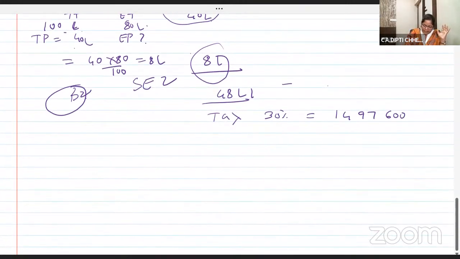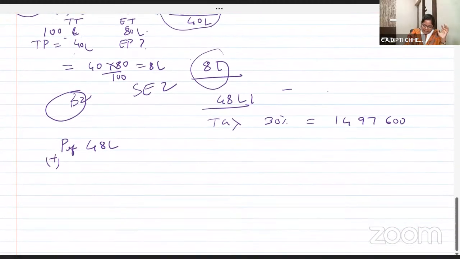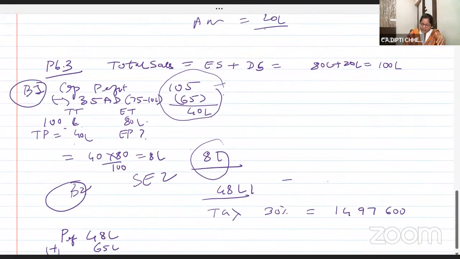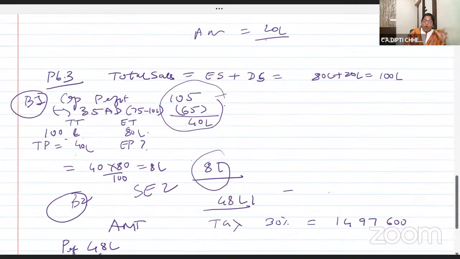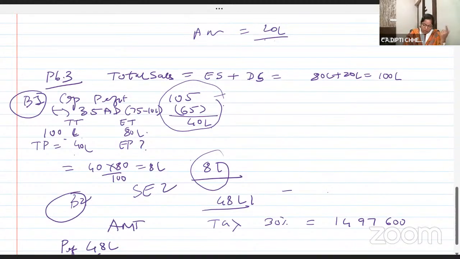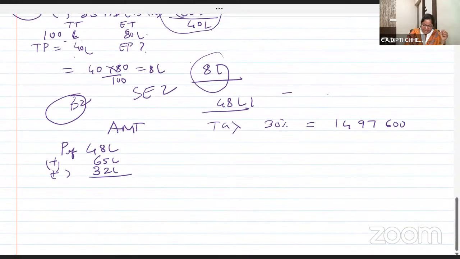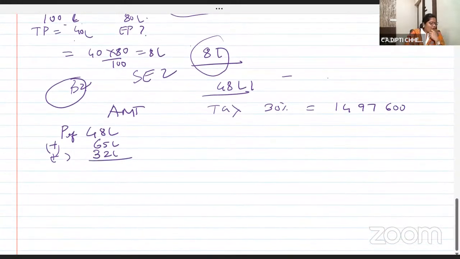Now, if you want to go for AMT in 48 lakhs profit, add back 35 AD, 65 lakhs. Add back the deduction you gave. Add back export profit, what you have given. Add back 32 lakhs. So how much profit are you getting now? Now I am calculating AMT. This was my normal income. So I gave 35 AD also. I gave export also. Now it is AMT. In AMT, add back. So how much are you getting?